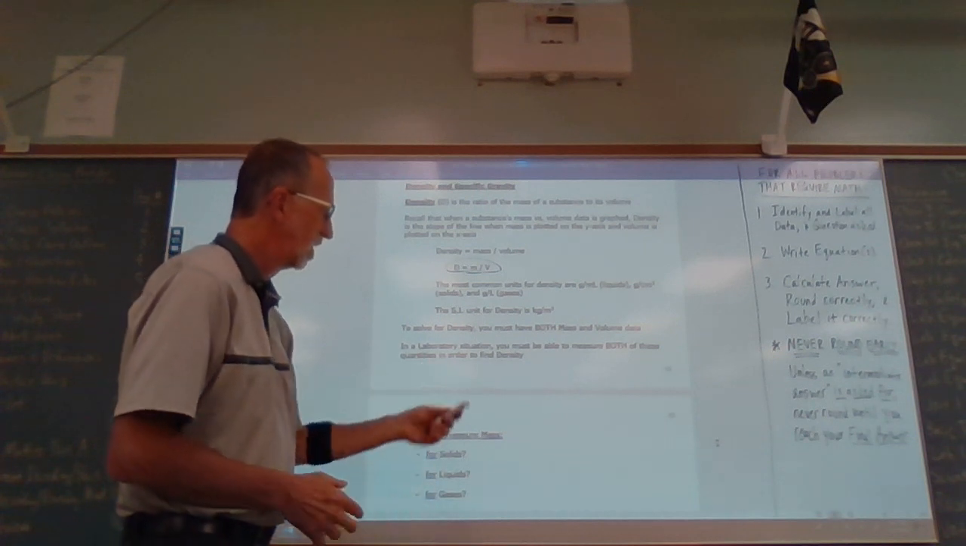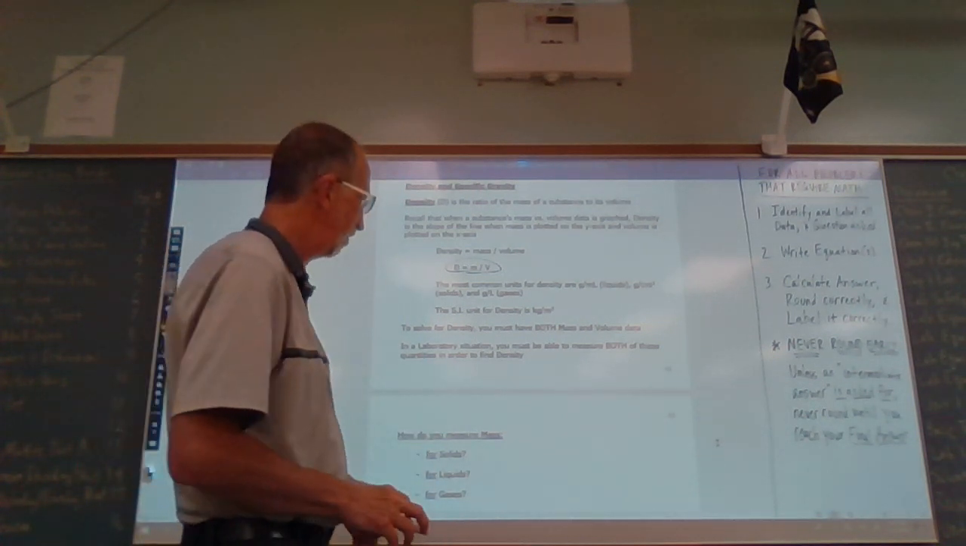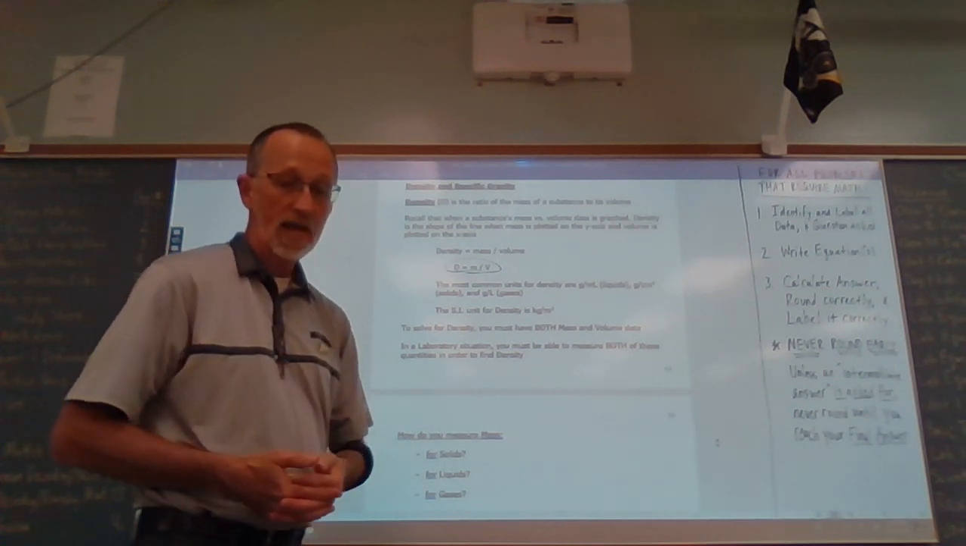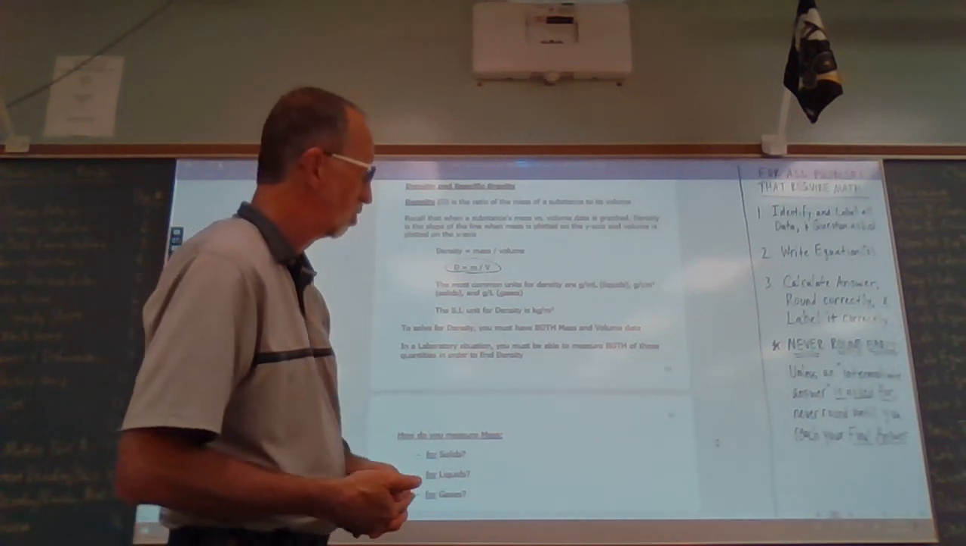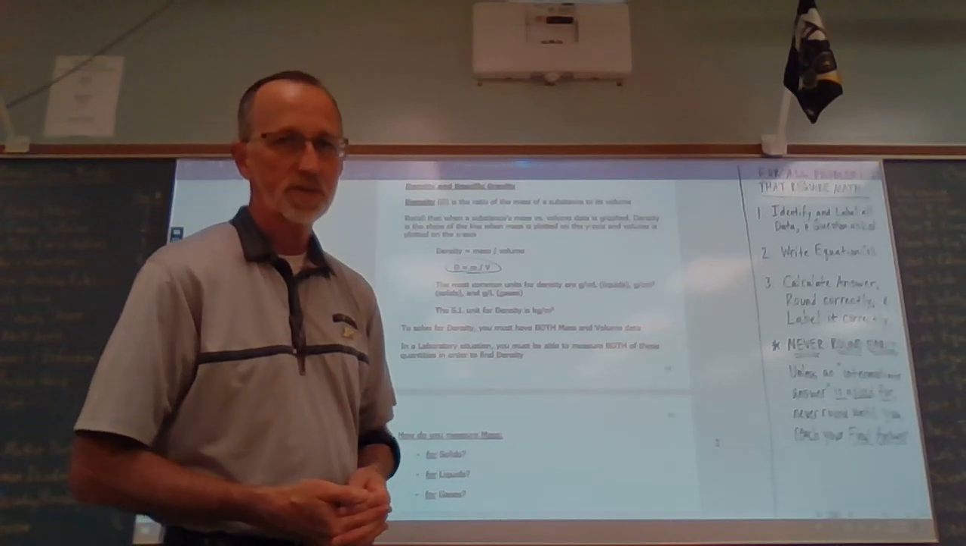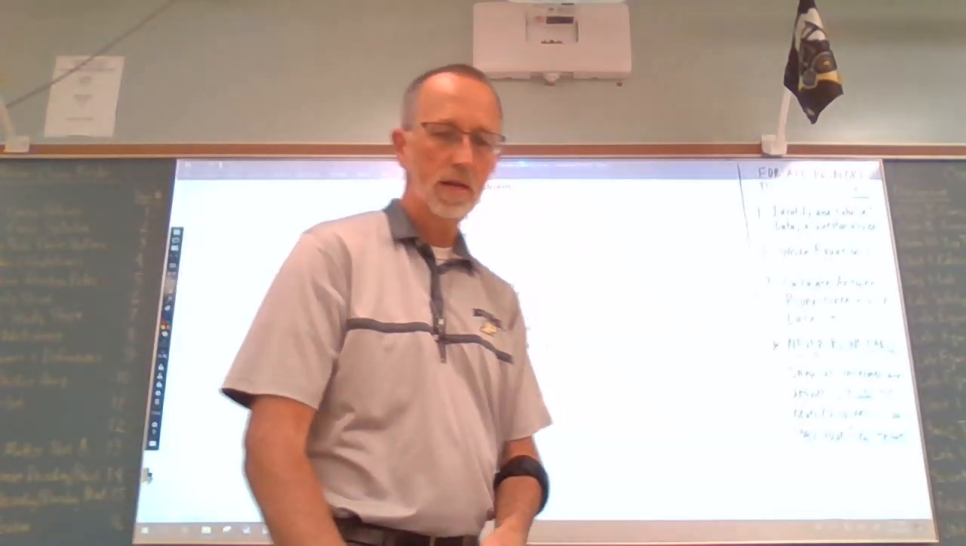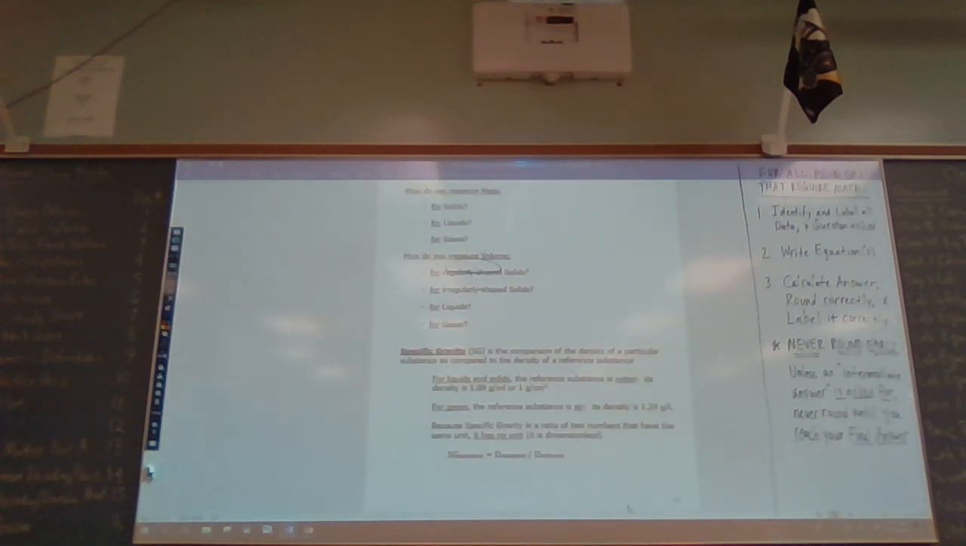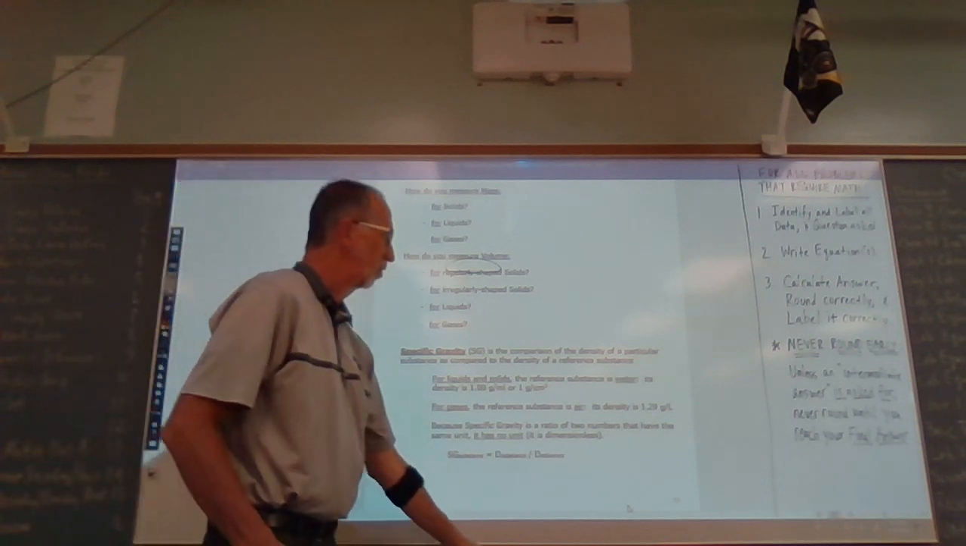So to solve for density, you have to have both mass and volume data available to you. In a lab situation, you must be able to measure both of those quantities in order to calculate density. All right. So let's look at the next page. I've got a couple simple questions here.